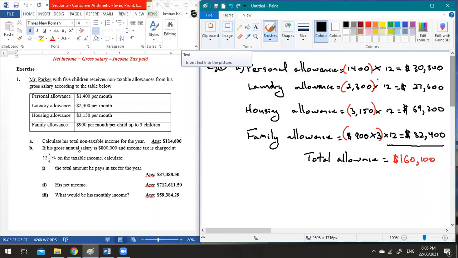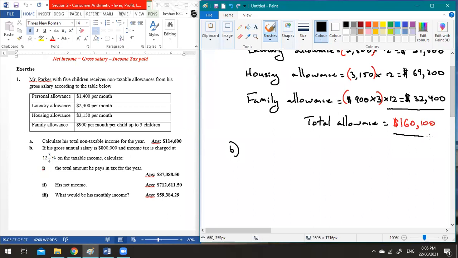If his gross annual salary is $800,000 and income tax is charged at 12.75% on the taxable income, calculate the total amount he pays in tax for the year, his net income, and what his monthly income would be. All right. So B. So we know what is the allowance. So his taxable income is his gross income, or gross salary, or gross wage, minus the allowance.